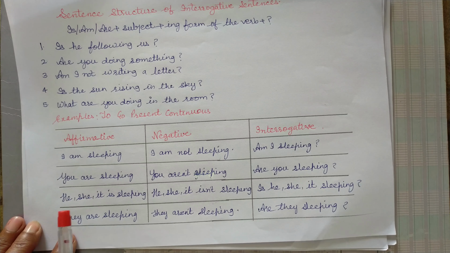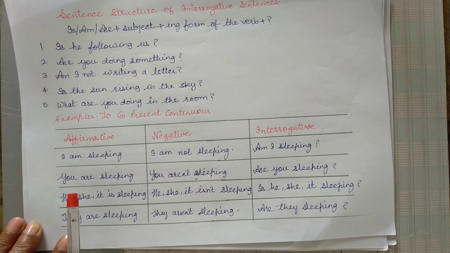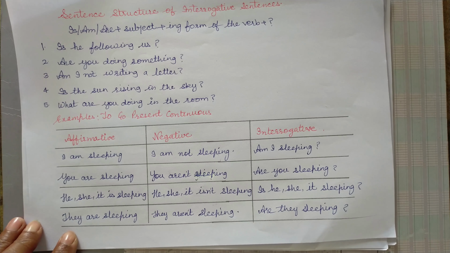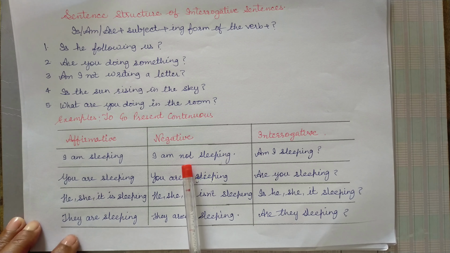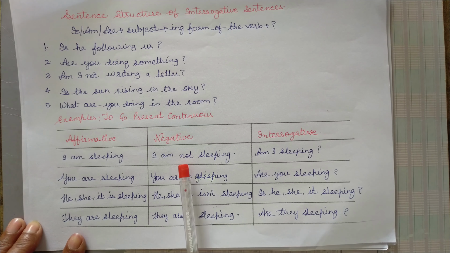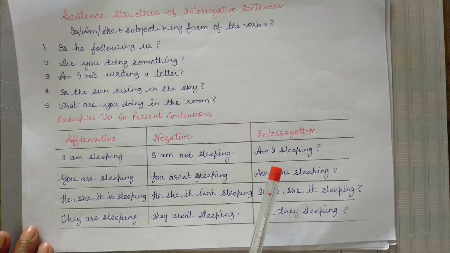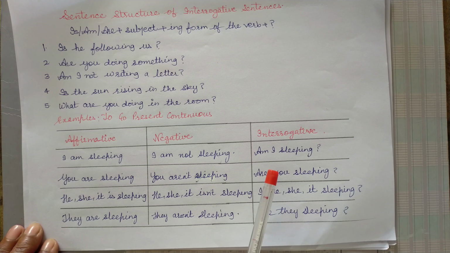So, the structure of present continuous tense in positive is subject plus is, am, are plus verb's first form plus ing. Negative, we will add not, and interrogative sentences is, am, are plus subject plus ing form of the verb.